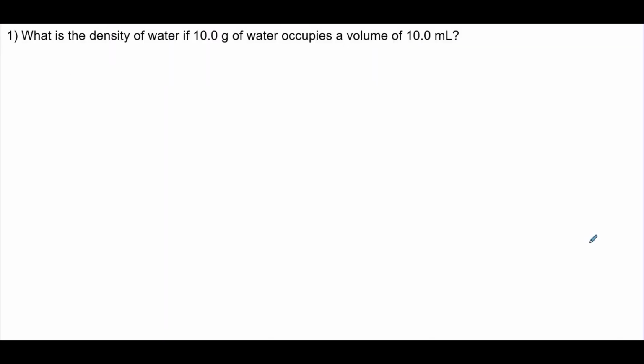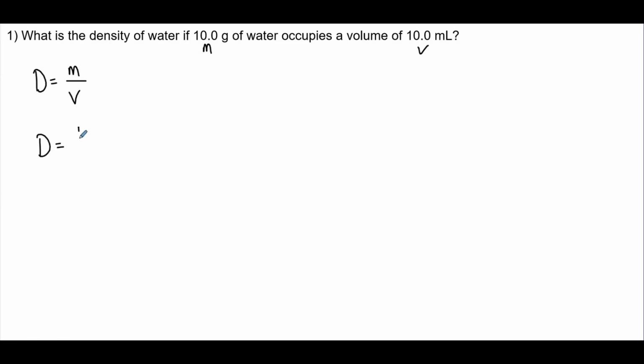All right, on number 1, we want to know the density of water if 10 grams of water occupies a volume of 10 milliliters. Well, the formula for density is equal to mass divided by volume. And so if we need to solve this, I know that grams measure mass, and the volume is given over here as 10 milliliters. So let me just plug those in.